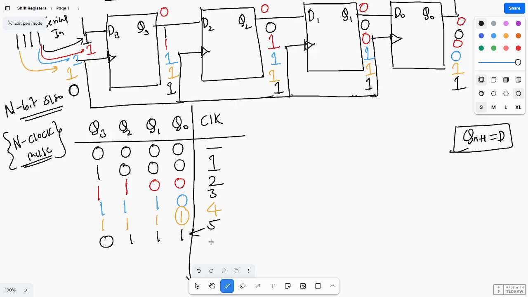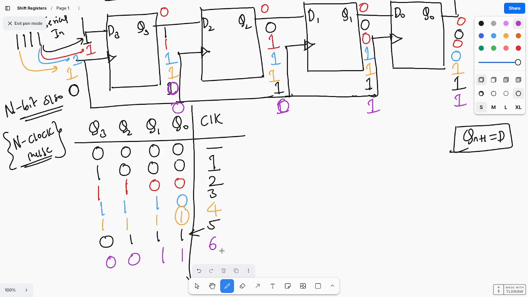At the sixth clock pulse, what happens? This will be shifted. This one will come here. This one will come here. This one will come here. Here 0 will come, 0, 1, 1, 1, and this 0 will be shifted. Here 0 will come, and here 1 will come, and 0 will be loaded. So here you are getting 0, 0, 1, 1.